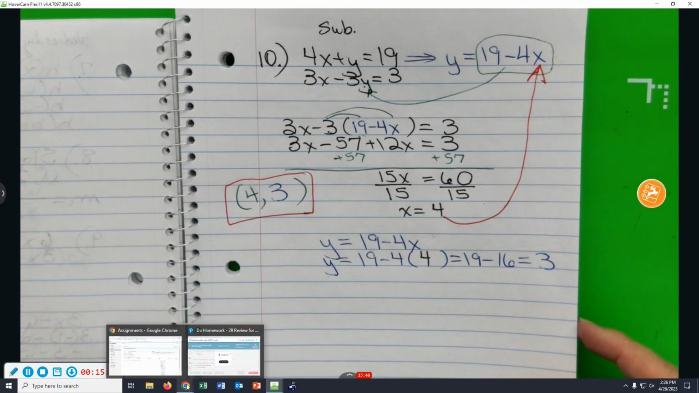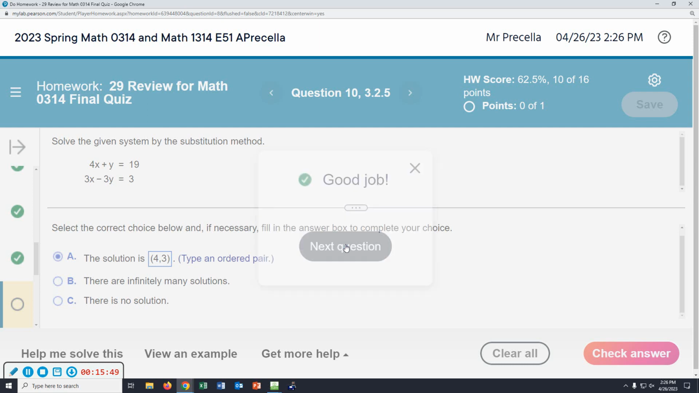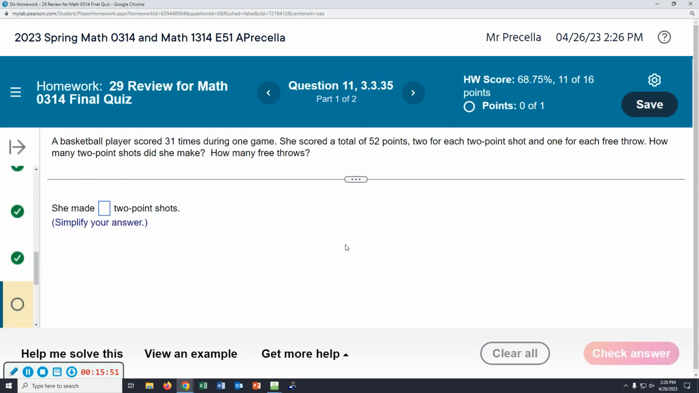Okay. Any questions there? Did you punch in the answer? Okay. Are we ready for number 11? Sort of flying through this. It looks like this final quiz is going to have a lot of these elimination and substitution problems.